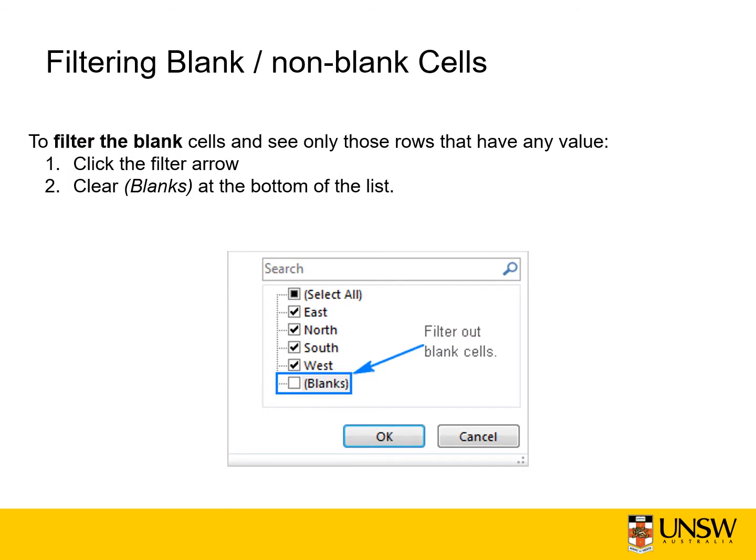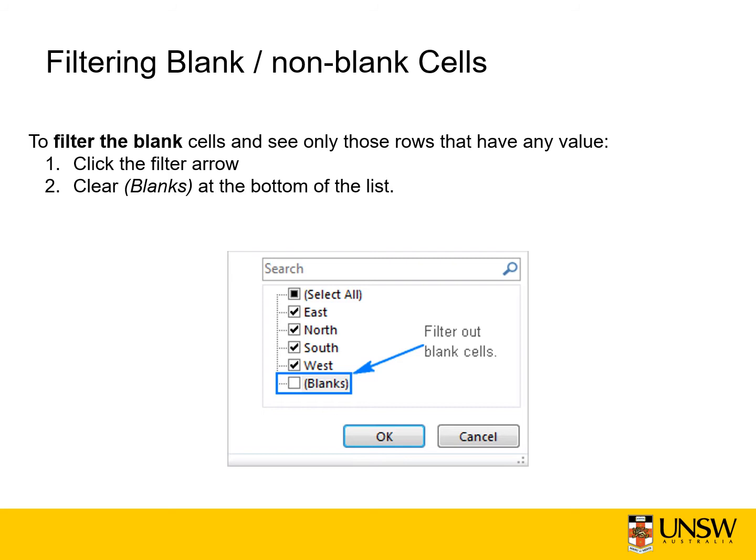One of the filtering options that can be used for text, numbers, and dates is filtering empty cells. If you need to only see the cells that have a value and are not empty, click the filter arrow, make sure the select all box is checked, and then clear blanks at the bottom of the list. This will display only those rows that have any value in a given column. The demo in the next slide shows you a summary of different types of filter.